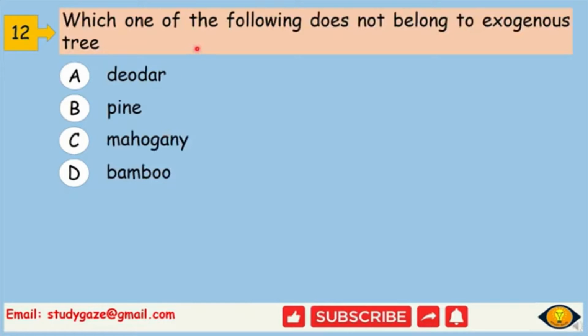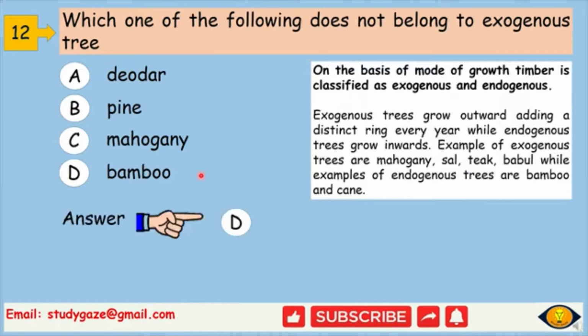12. Which one of the following does not belong to exogenous tree? Deodar, pine, mahogany, bamboo. The answer is D. Bamboo. On the basis of mode of growth, timber is classified as exogenous and endogenous. Exogenous trees grow outward, adding a distinct ring every year, while endogenous grow inward. Examples of exogenous trees include mahogany, sal, teak, babul, while examples of endogenous include bamboo and cane.